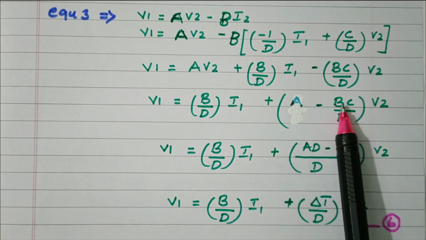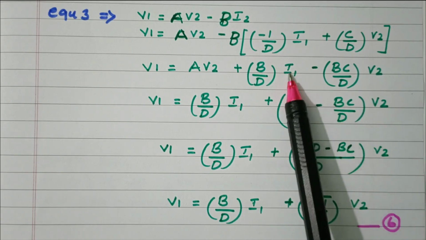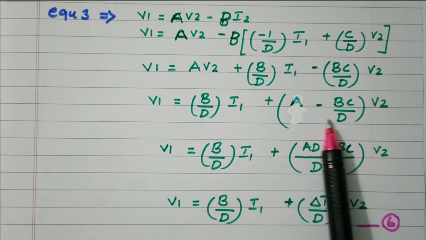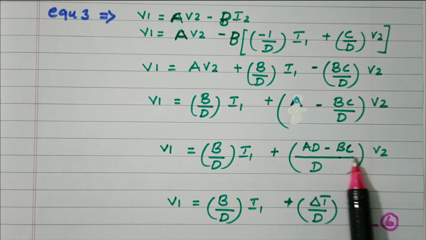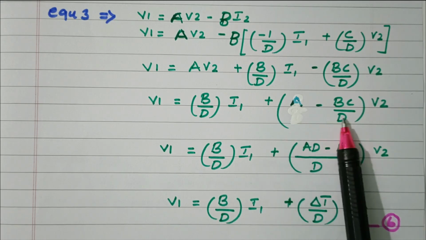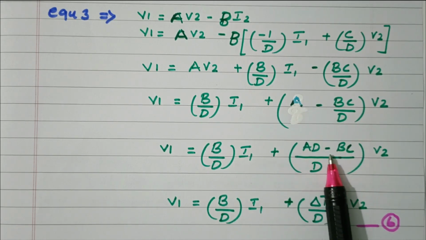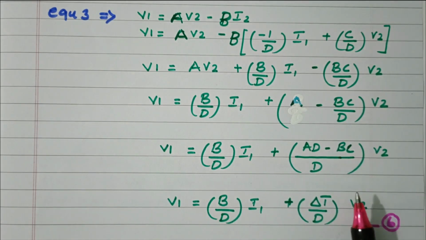So a minus bc divided by d into v2. This is the second term. Right. Now we'll take the LCM. This d is taken as LCM. Here no term is available, so it is multiplied. AD minus BC divided by D into V2.